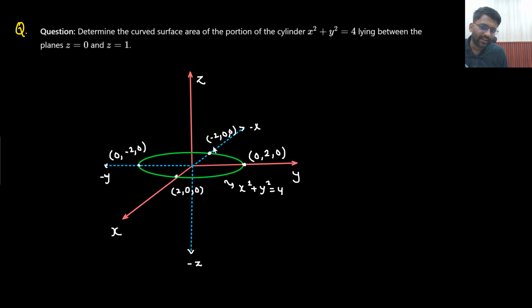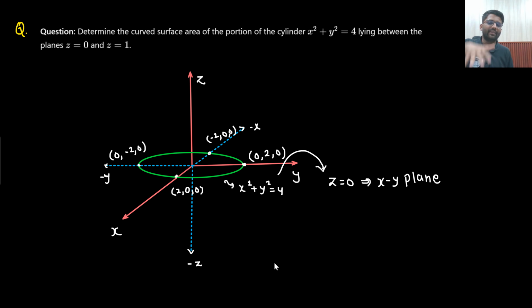And this circle has been made on which plane? This xy plane. This xy plane is known as z equals to 0 plane. So this circle has been made on z equals to 0 plane, or you can call it xy plane.